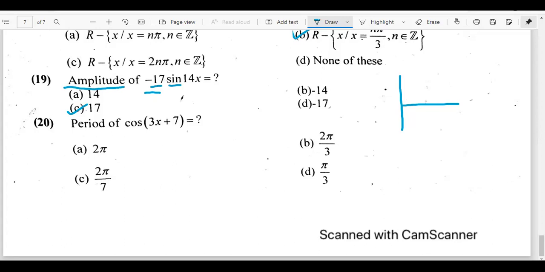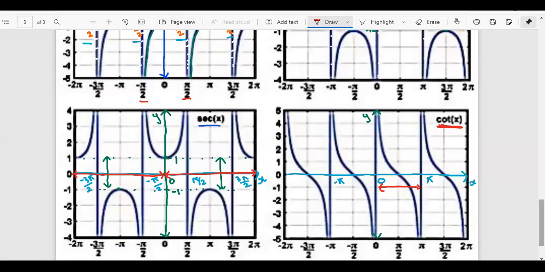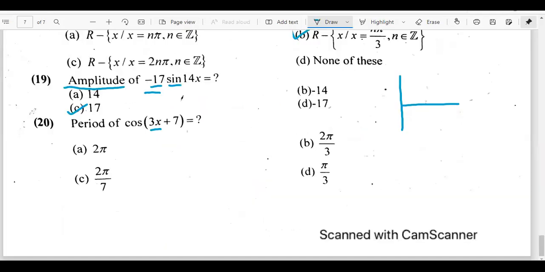And then the last one is the period of cos 3x plus 7. This time around, we are doing multiple things. We have multiplied x with 3. Let's see what exactly is the period initially. The period initially in case of cos is 2 pi. Now I've multiplied 3 with it, so I am going to divide this by 3. And the answer is going to be B. For period, we check the x. If something was being multiplied with x, we divide that, and that is why the answer is B.